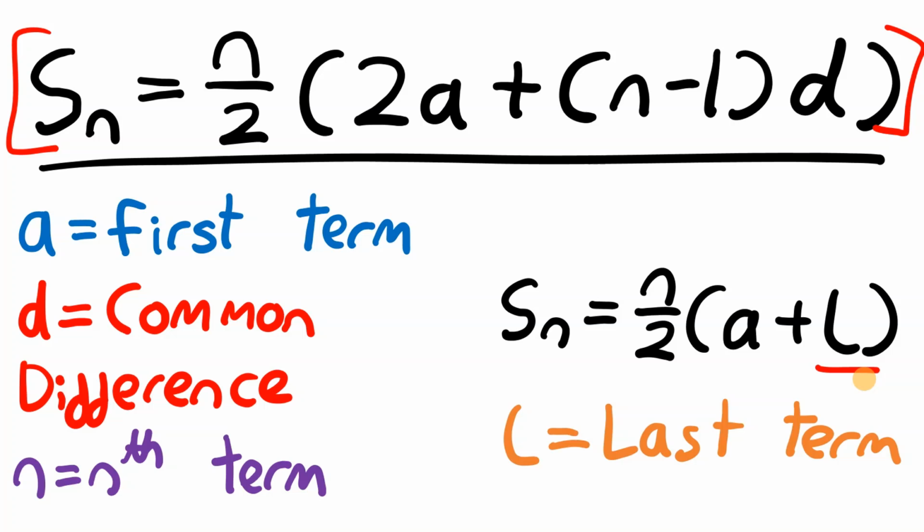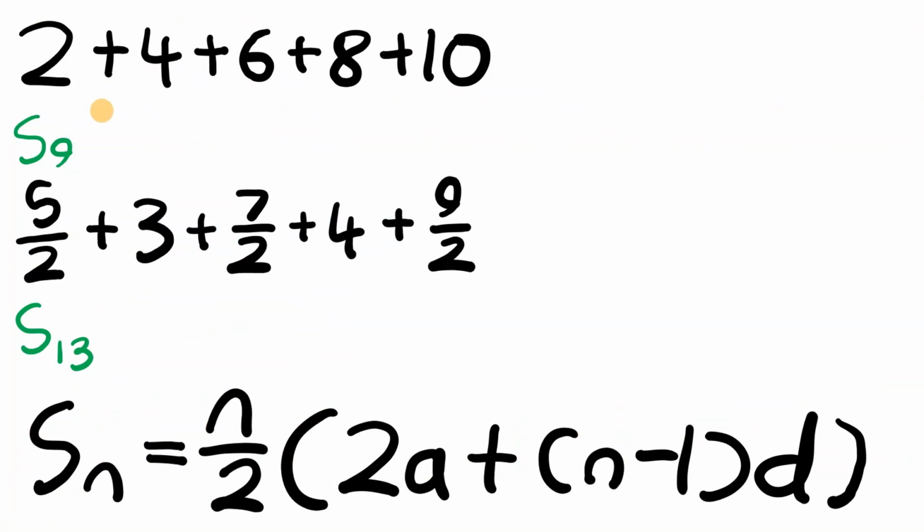Especially if you're going up to a higher value of n, like S50 for example, it's unlikely that you're going to know what the 50th term is. So a lot of the time you're going to be using this formula up here. So for example, let's say that we want to find S9 for this arithmetic series up here. So we're going to use this formula down here.